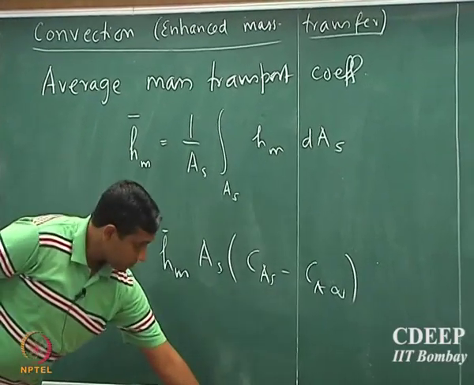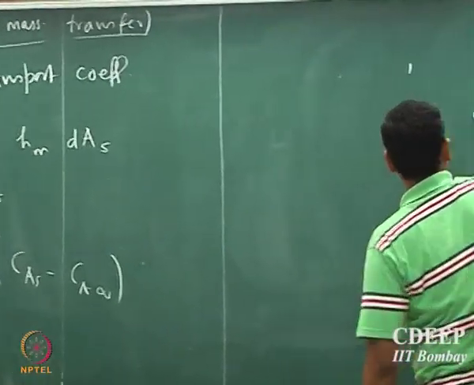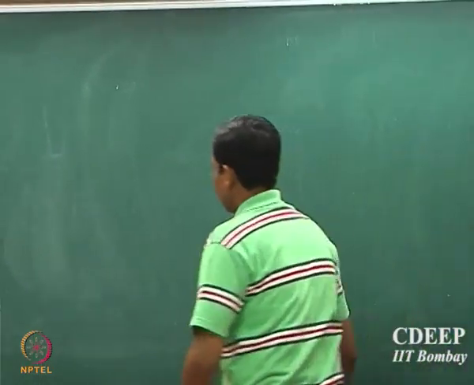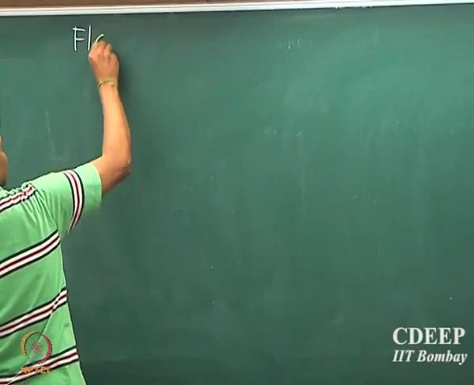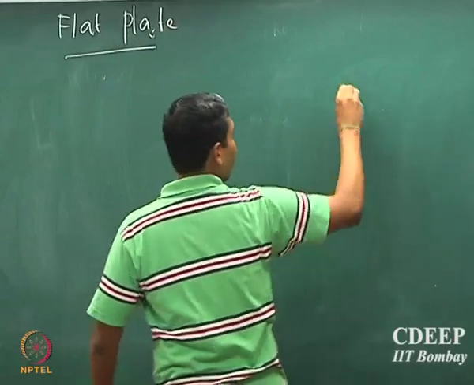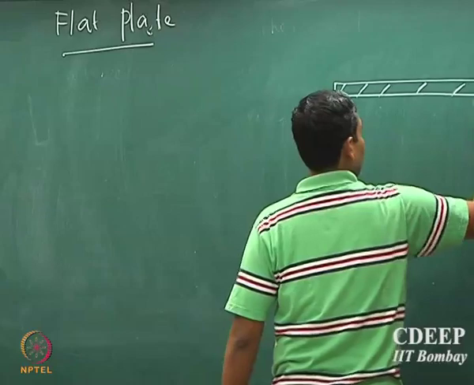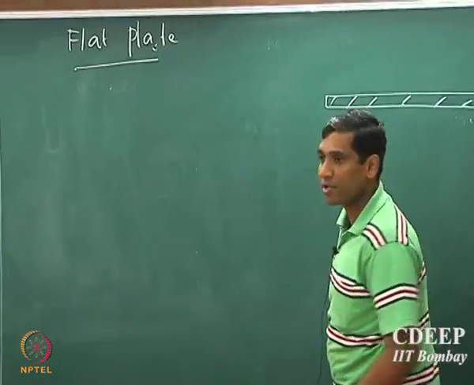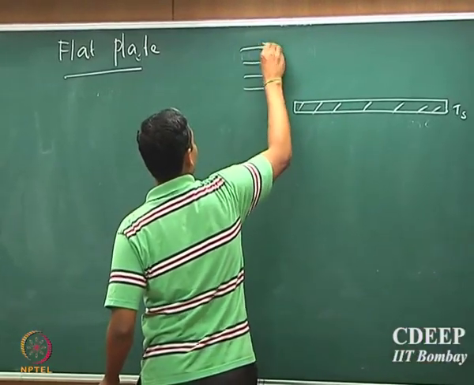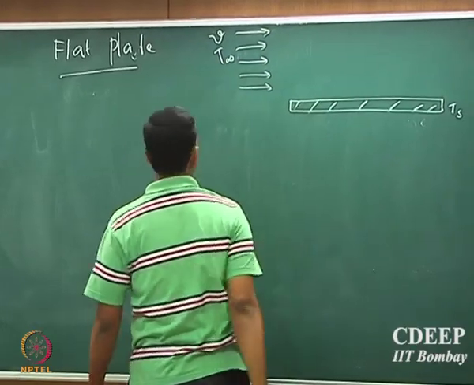All right. Supposing we take a flat plate, and let's say it's maintained at some temperature Ts. We have fluid flowing past this flat plate, let's say with velocity v and temperature T infinity.